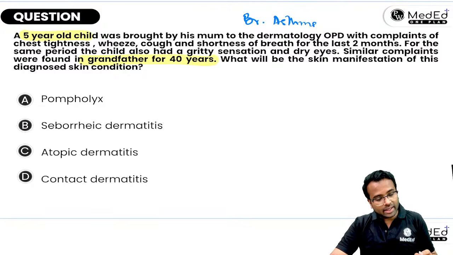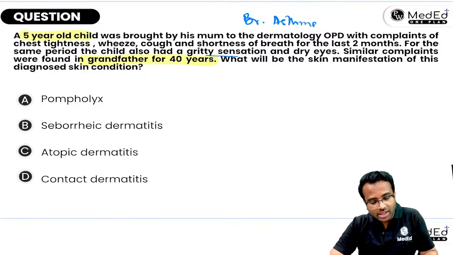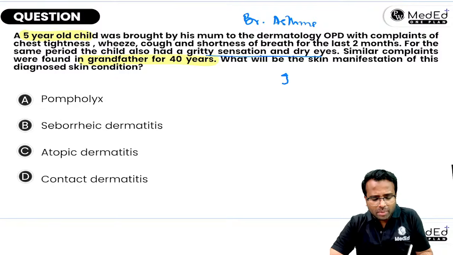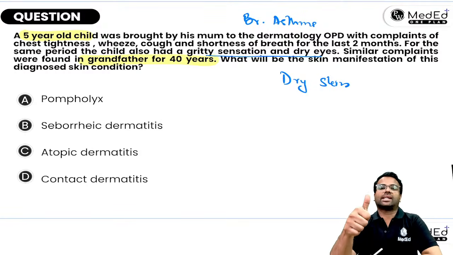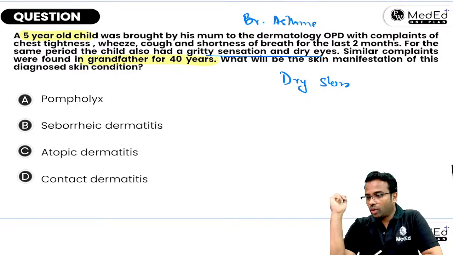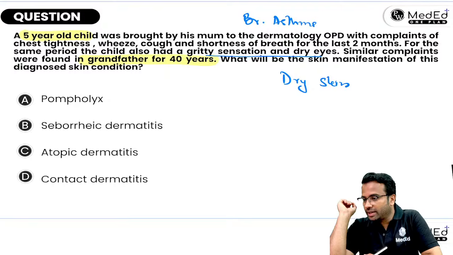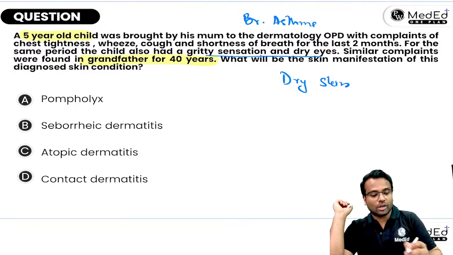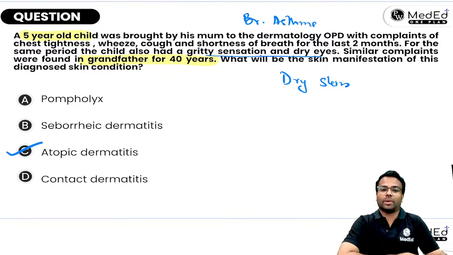And when we see that the child is having a gritty sensation and dry eyes, it is mostly mentioning that there is going to be dry skin as well. Now, are you able to correlate dry skin, bronchial asthma, and a family history? All those things could be. Rajat says it is C. I hope all of you will agree with Rajat. Yes, very good. The answer should be atopic dermatitis.